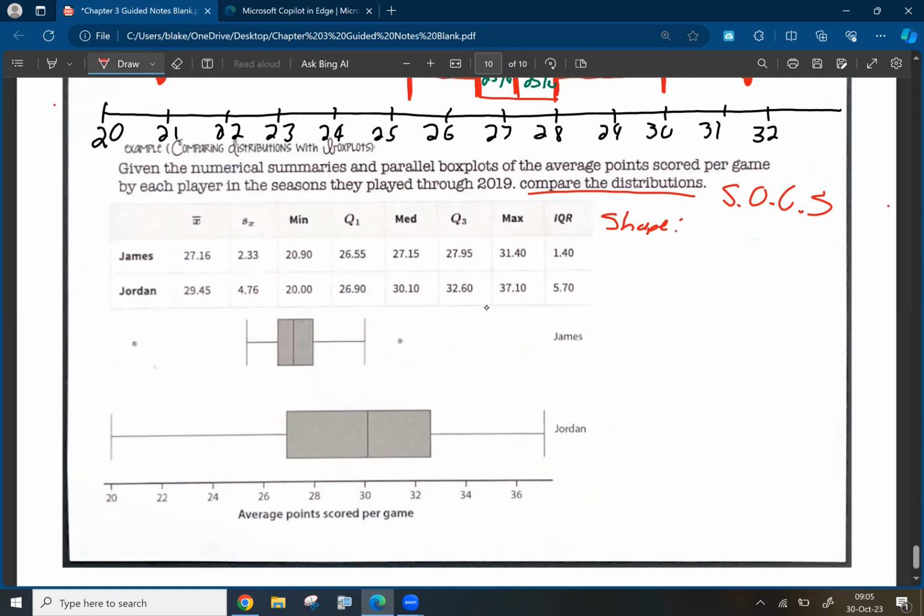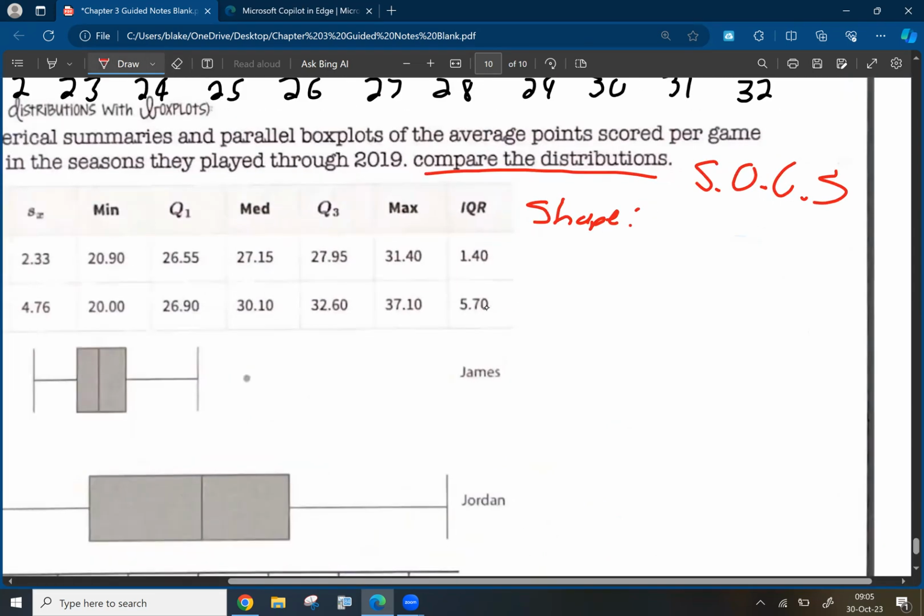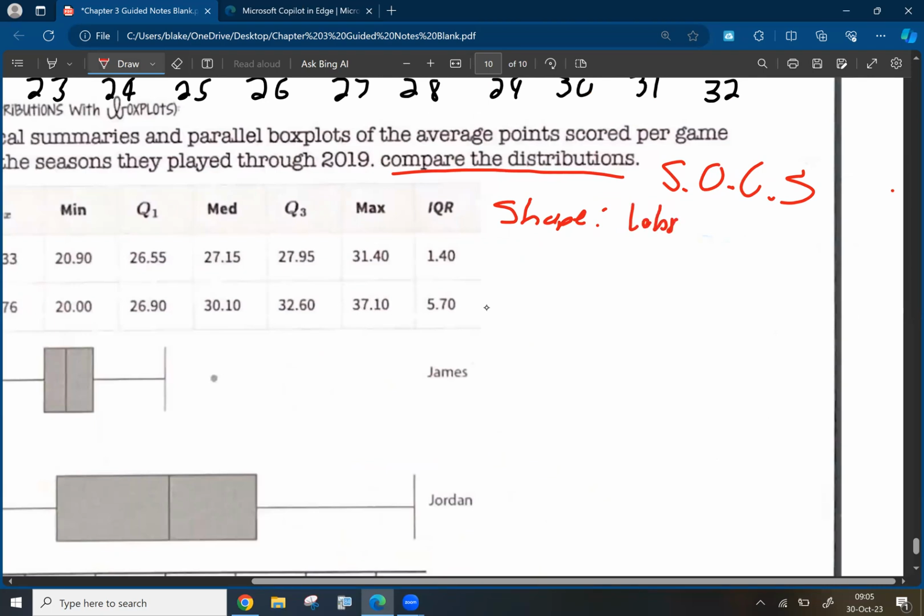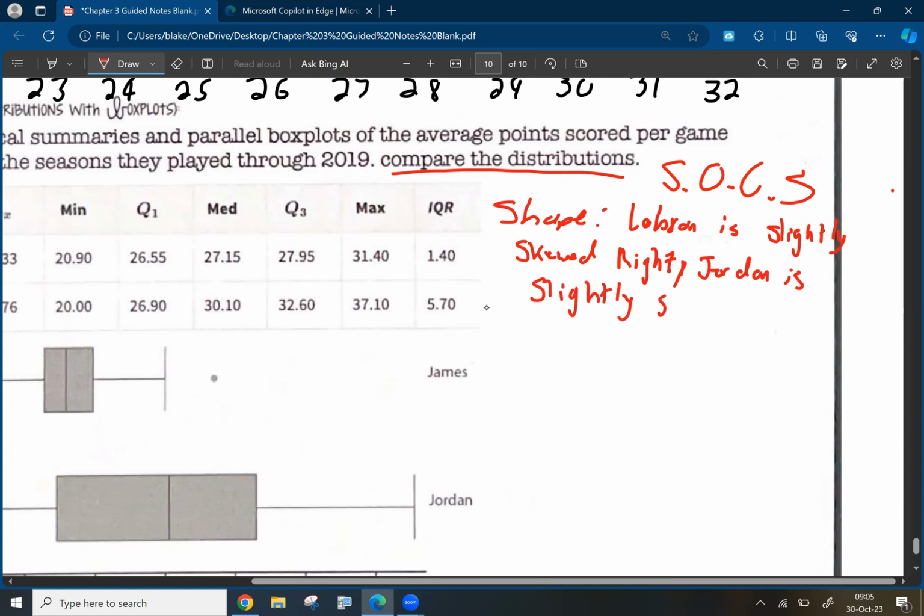So LeBron is slightly skewed right, and Jordan is slightly skewed left. So shape, let's go into outliers next.